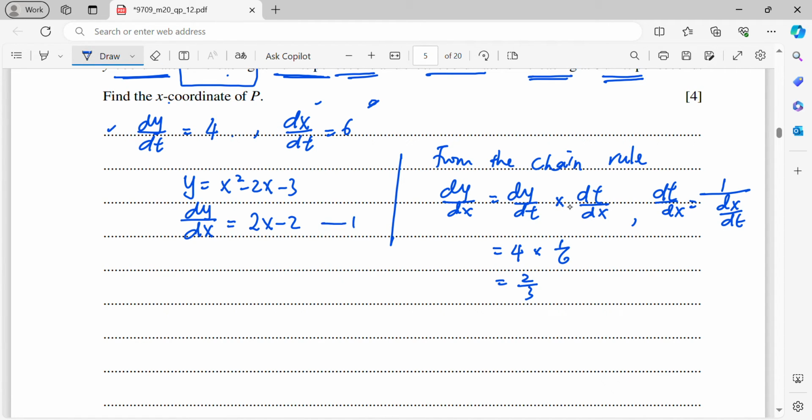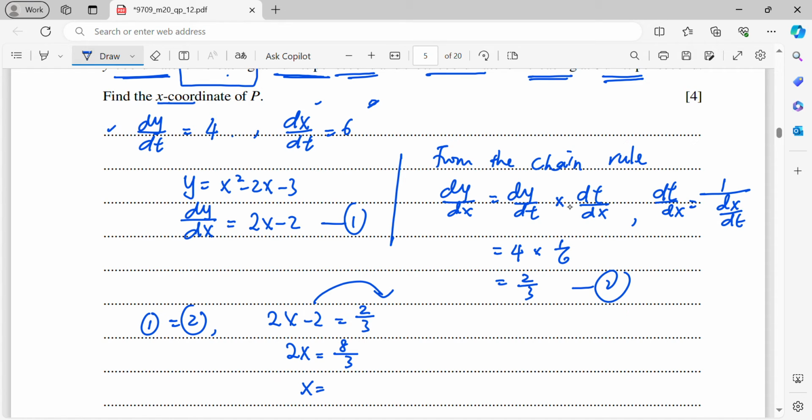And at the same time, I will equate these two because both are also dy dx. So first equals to second. That means 2x minus 2 equals 2 over 3. And now you are requested to find the x coordinate of the point. So by moving the minus 2 to the other side, you will get 2x equals 2 plus 2 over 3. That is going to be 8 over 3. Hence your x is just divide by 2, it will be 4 over 3. So that's all for question 4.